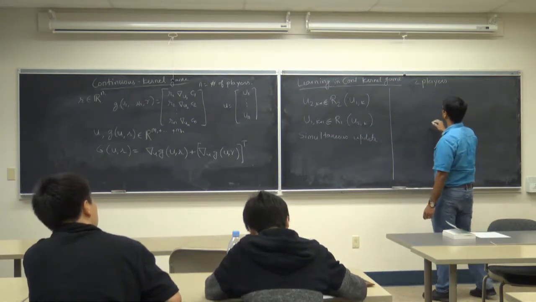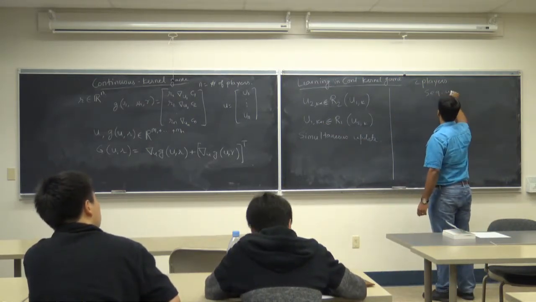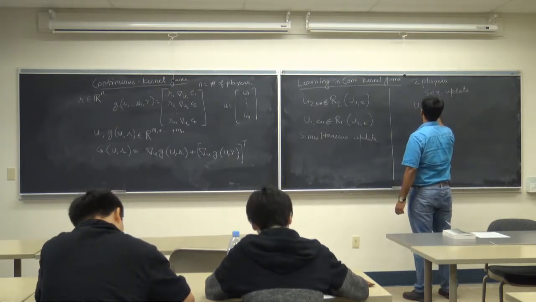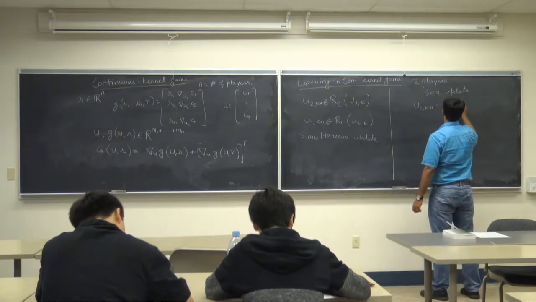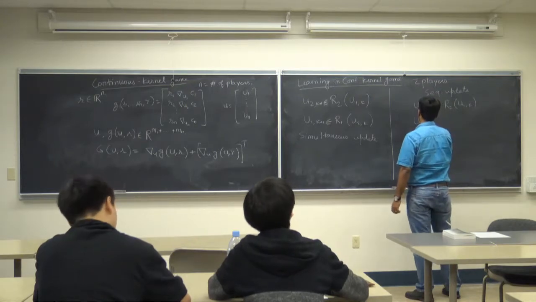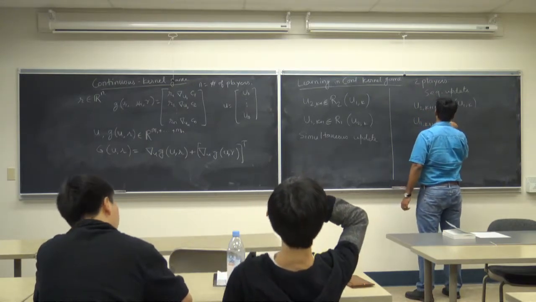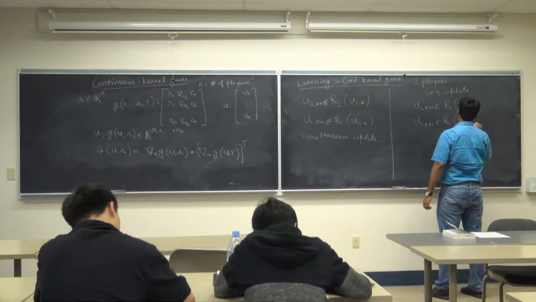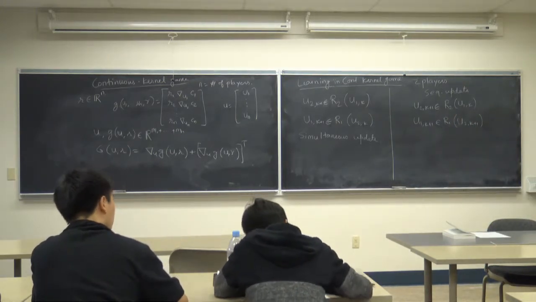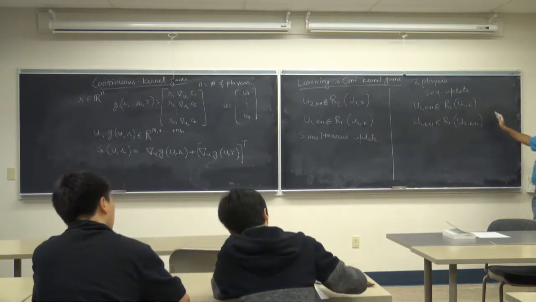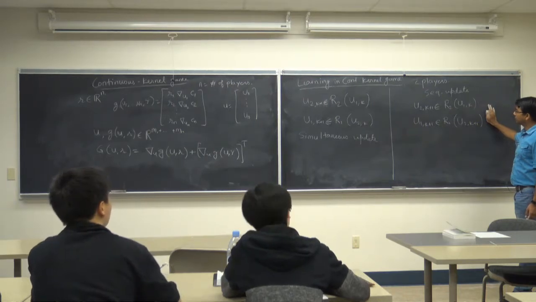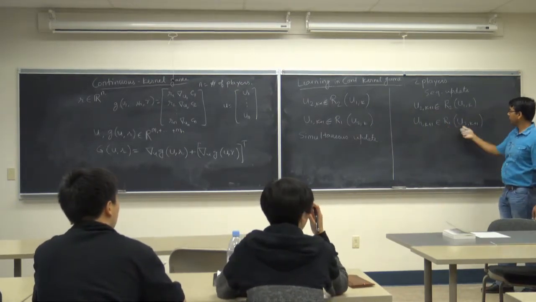Then you have a sequential update, where U2K plus 1 is in R2 of U1K, and then U1K plus 1 is in R1 of U2K plus 1. Okay, so this is another method of updating it. So player 2 updates first and then player 1 updates looking at the action of player 2.